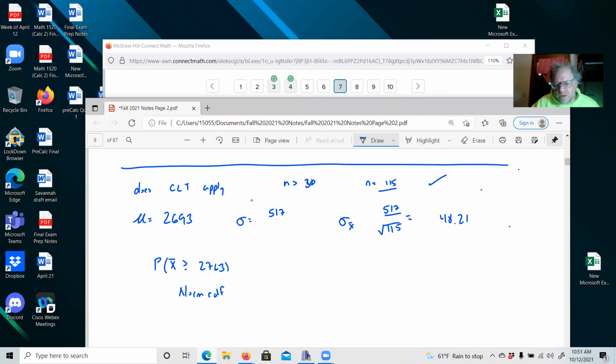Here's our low number, 2763. Here's my average, 2700, and we get to count up by 50s. 300, 400. And let's just put in 10,000. Our average was 2693 and our standard deviation, 517 divided by the square root of 115. All right, so there we go.